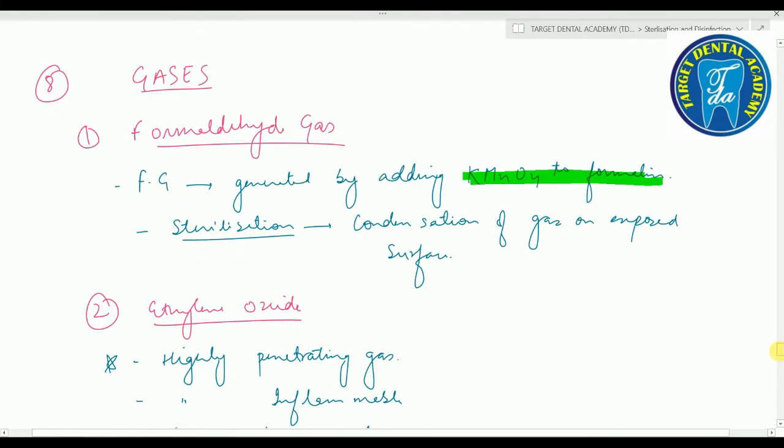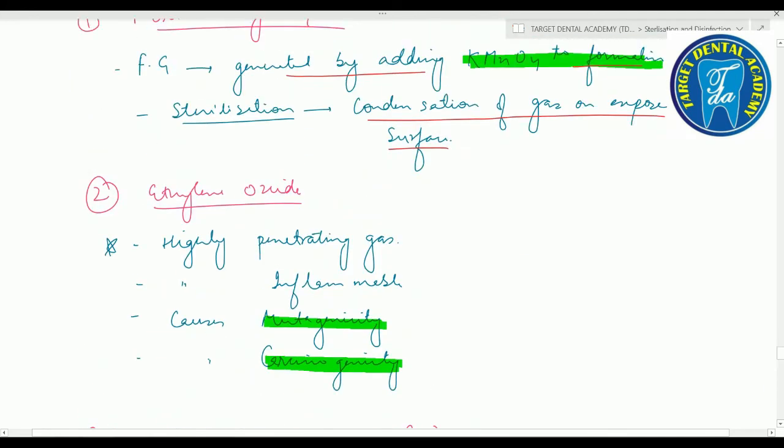Last are the gases. We have three types of gases: formaldehyde, ethylene oxide and BPL. First is formaldehyde gas. It is generated by adding KMnO4 to formalin. Important: sterilization is done by condensation of the gas on the exposed surface. You have to condense the gas on the surface which has to be sterilized. Next is ethylene oxide. All these points are very important.